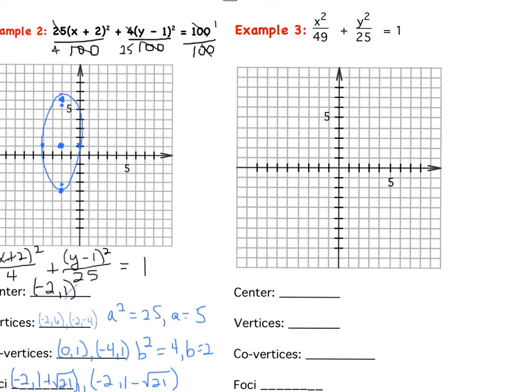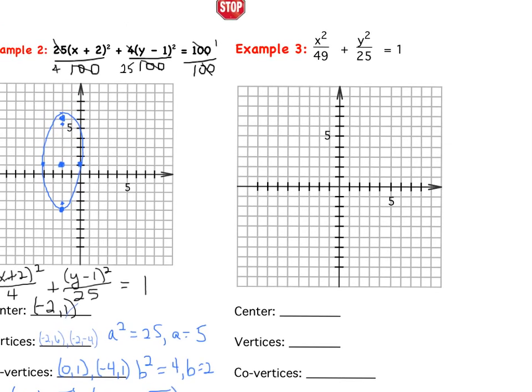So hopefully you were able to find a center of 0, 0. Then you found vertices, since the larger denominator was under the x squared. The major axis was in the x direction, so you found vertices of 7, 0 and negative 7, 0. So we'll plot those. And then you found co-vertices of 0, 5 and 0, negative 5. So b equals 5.